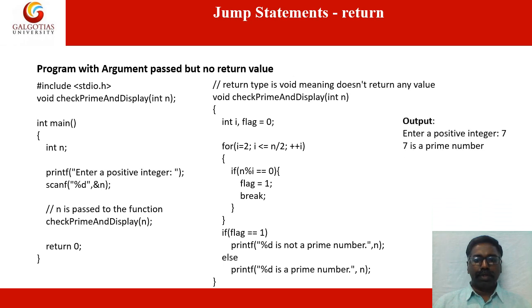The output is: enter a positive integer, 7, which is taken from the user in the main function. Then 7 is prime is displayed by the function written for finding the prime number.